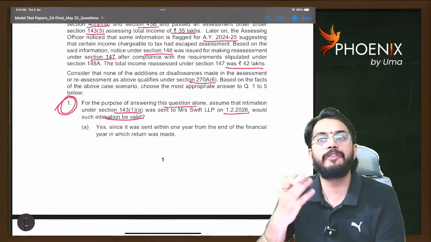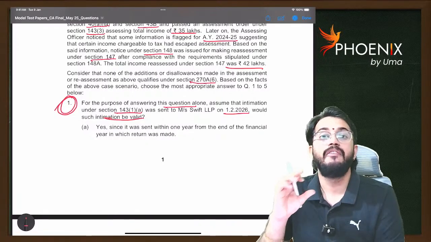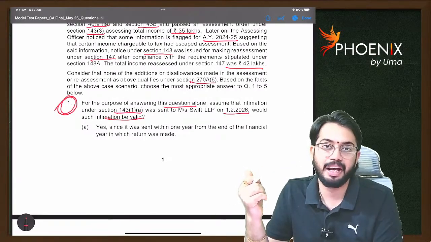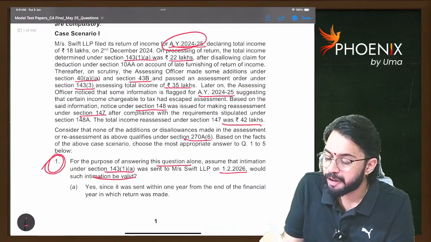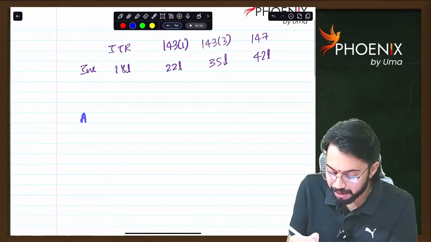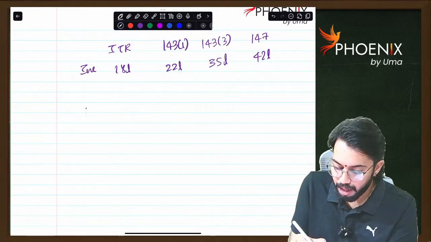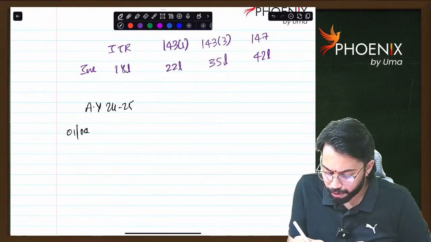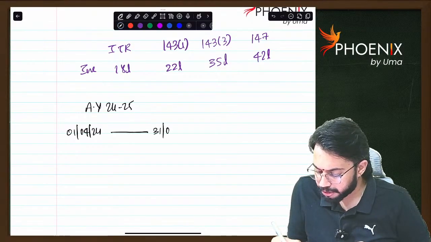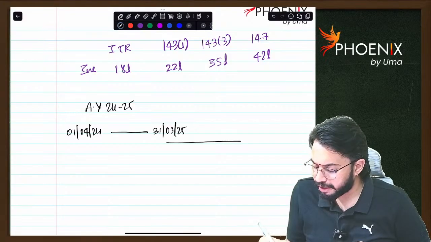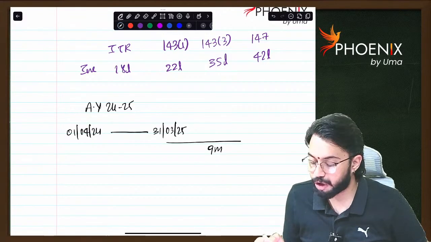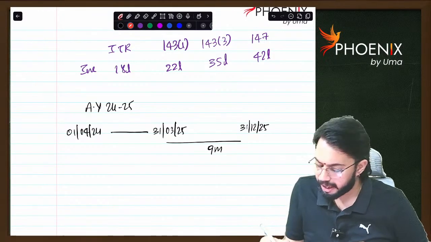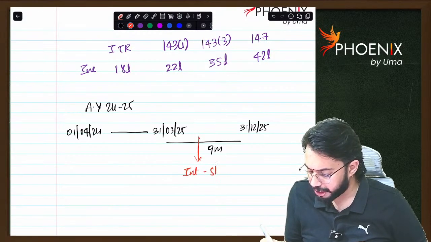Generally, what is the time limit for issuing intimation under section 143(1)? 143(1) intimation should be issued within 9 months from the end of the assessment year. Are you able to understand? Here the assessment year is 24-25. Assessment year 24-25 ranges from 1st April 24 to 31st March 2025. From 31st March 2025, within 9 months. 9 months means what? On or before 31st December 2025, intimation should be given.